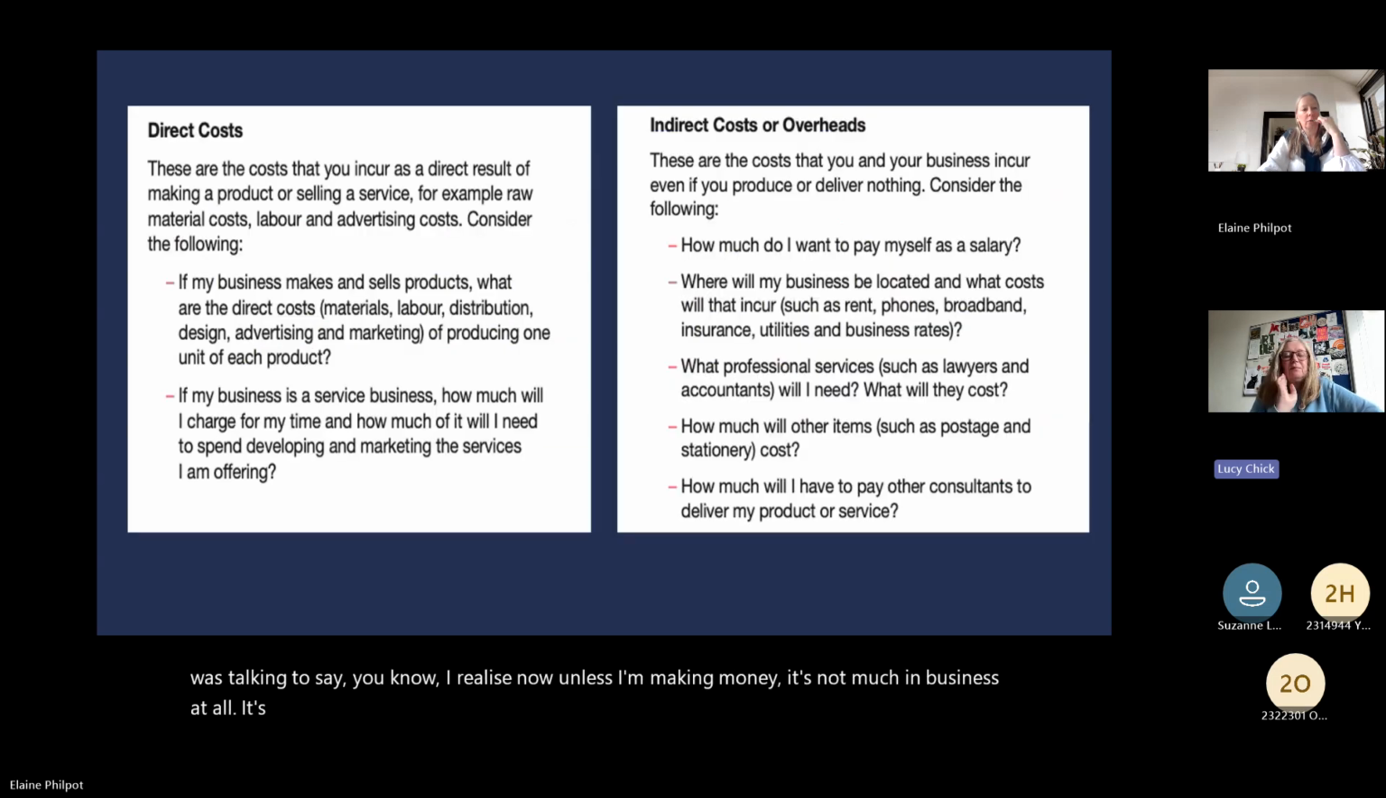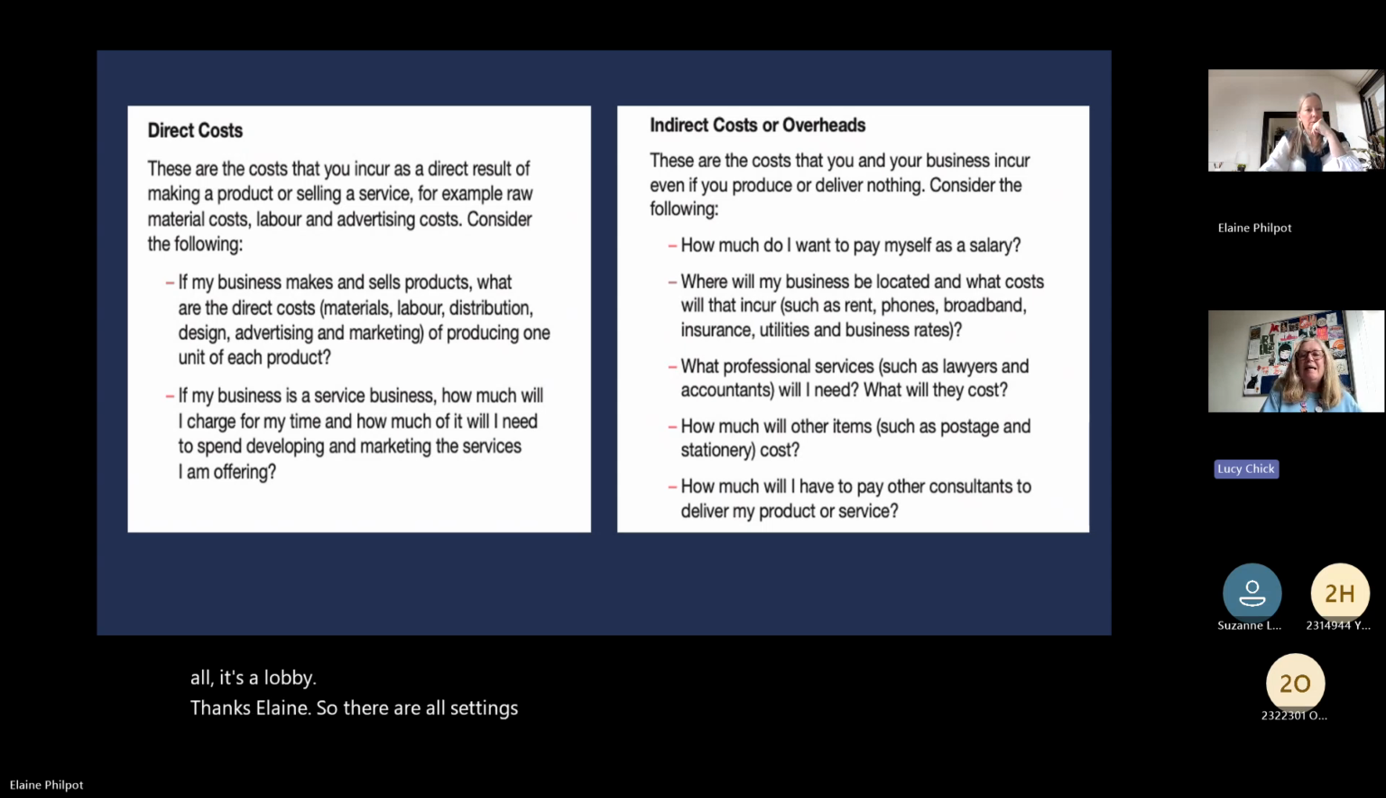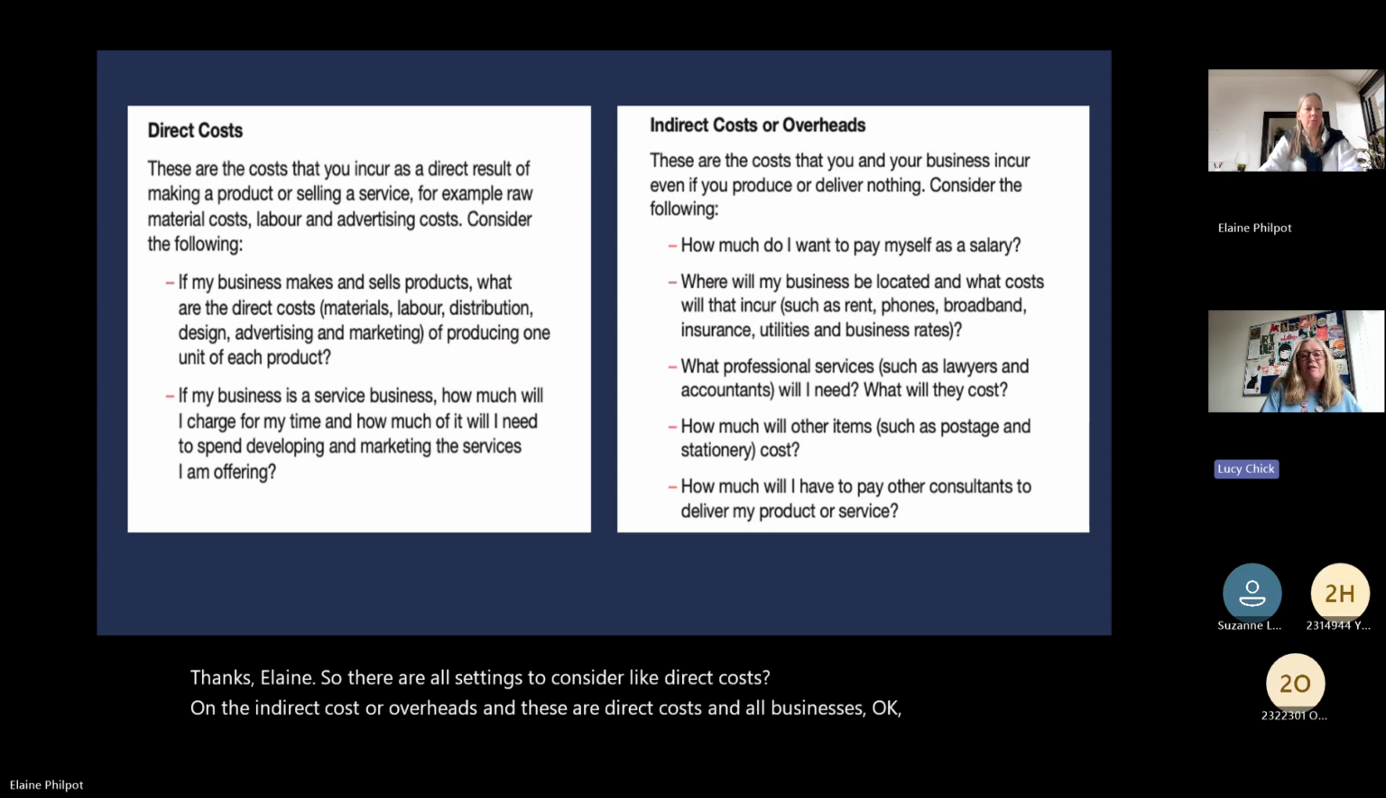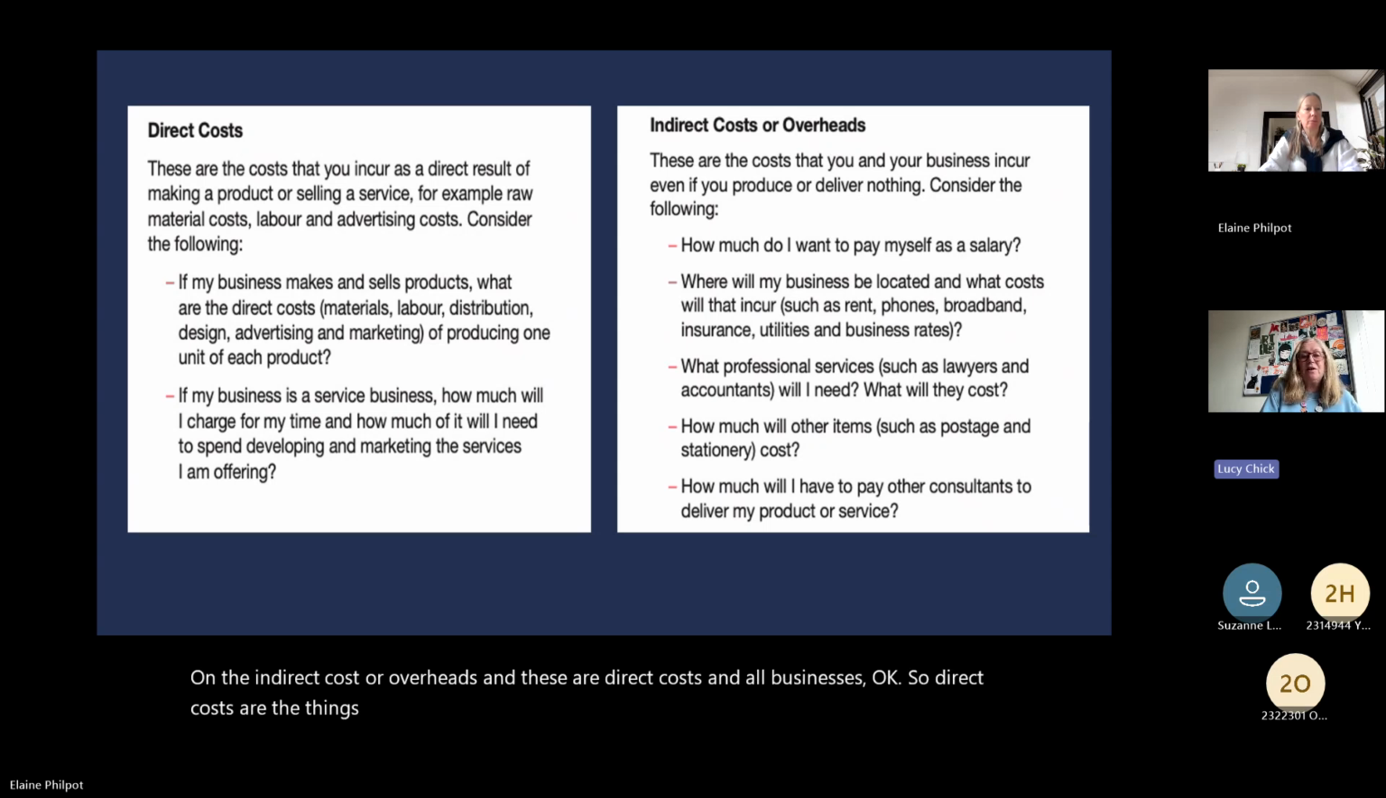Thanks, Elaine. So there are also things to consider like direct costs and indirect costs or overheads. Direct costs and overheads happen in all businesses, okay? And so direct costs are the things that are incurred as a direct result of making a product or selling a service. So raw material costs, labour and advertising.